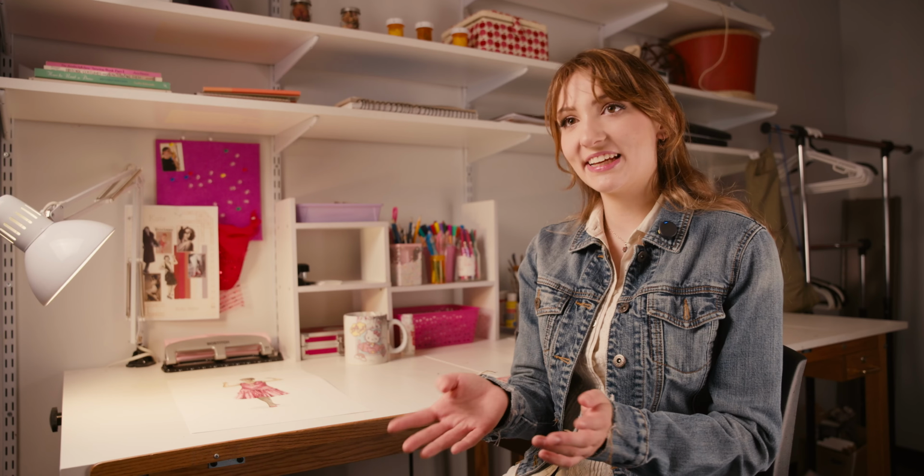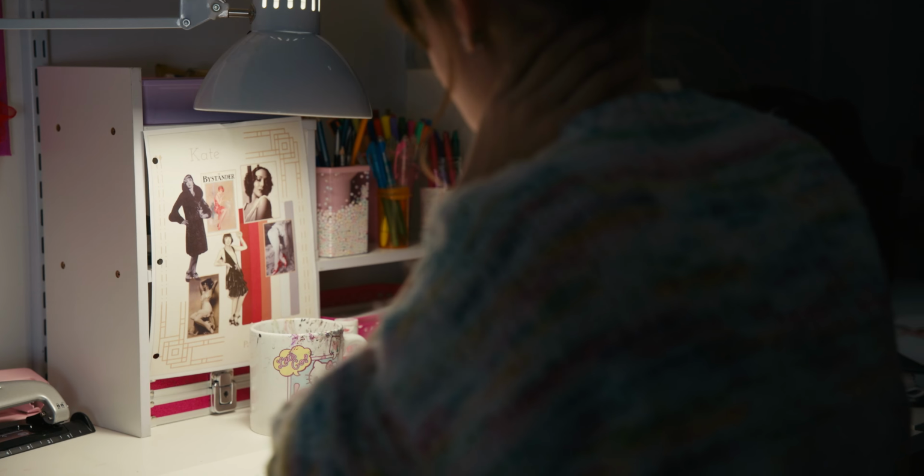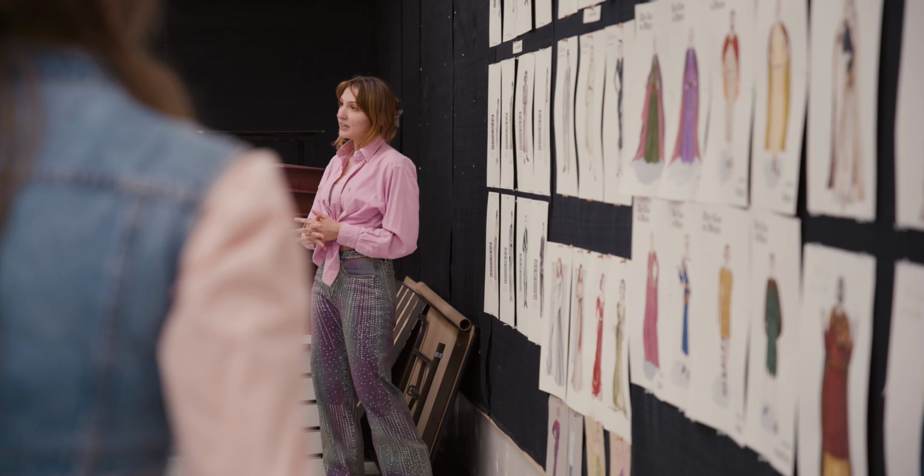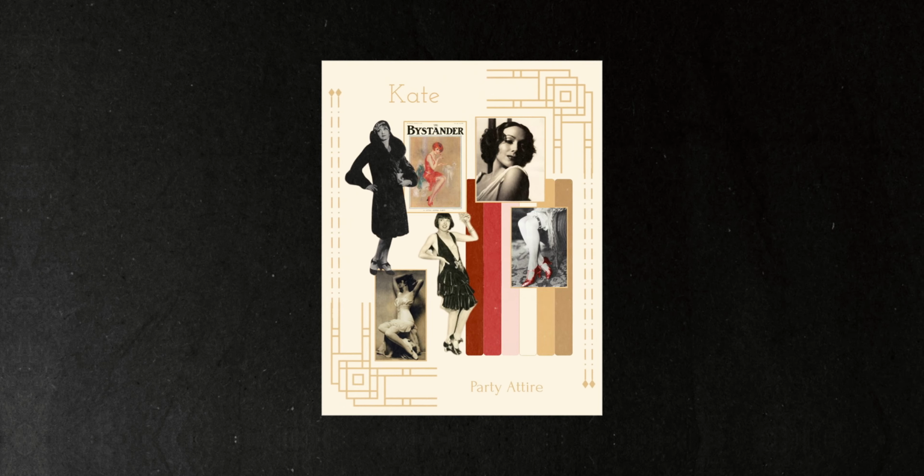The first thing you do when you get a script is obviously read it, and then I start to make a costume plot, which basically just tracks every character in each scene. Then I will start my character boards, where each character in the show I make an individual slide for.